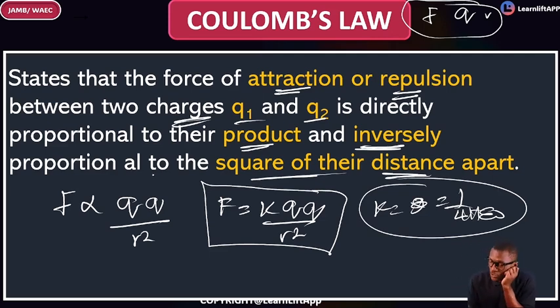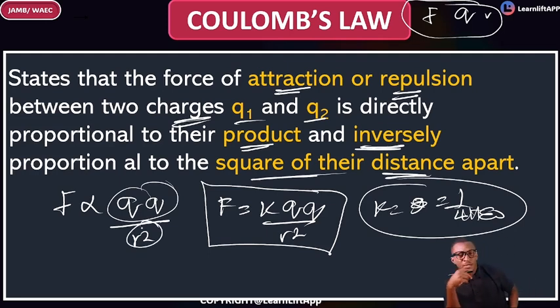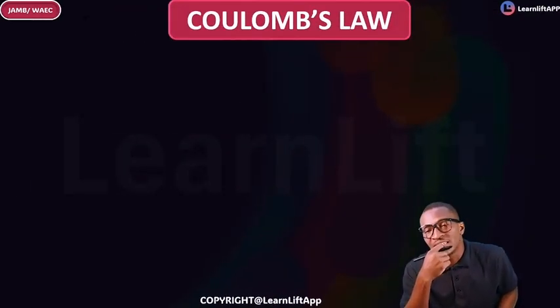Coulomb's law says that the force of attraction or repulsion is proportional to the product of their charges and inversely proportional to the square of their distance apart. This force is proportional to the product of charge. That same force is inversely proportional to the square of their distance apart. Do you understand? Once more, what does Coulomb's law state? It says that the force of attraction or repulsion between two charges Q1 and Q2 is proportional to their product and inversely proportional to the square of their distance apart.